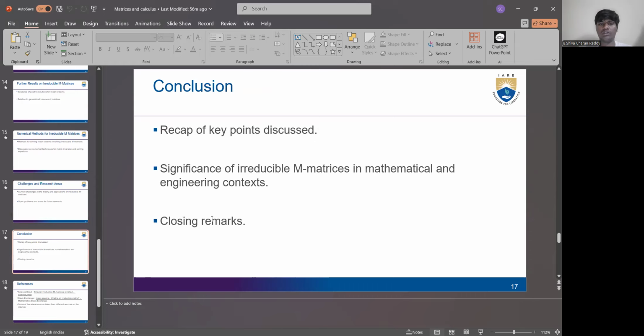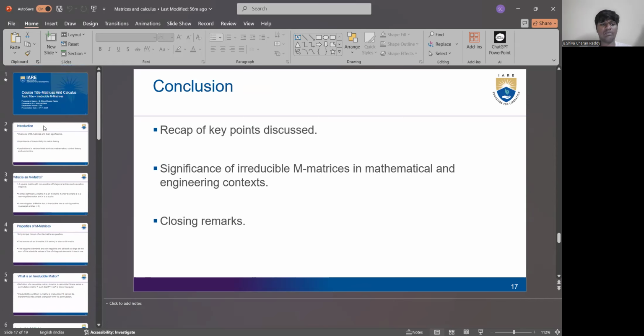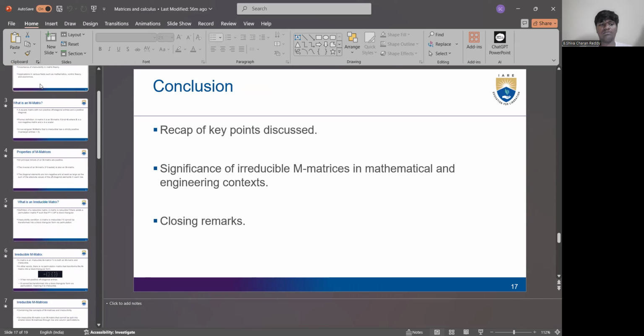Coming to the conclusion, we can get a quick recap of what happened earlier. We discussed an overview of matrices and their significance: what is a matrix, what are the properties of matrices, and what is an irreducible matrix. An M matrix is a matrix with non-positive off-diagonal entries and positive diagonal entries, which means a matrix A equals sI minus B, where B is a non-negative matrix and s is a scalar.